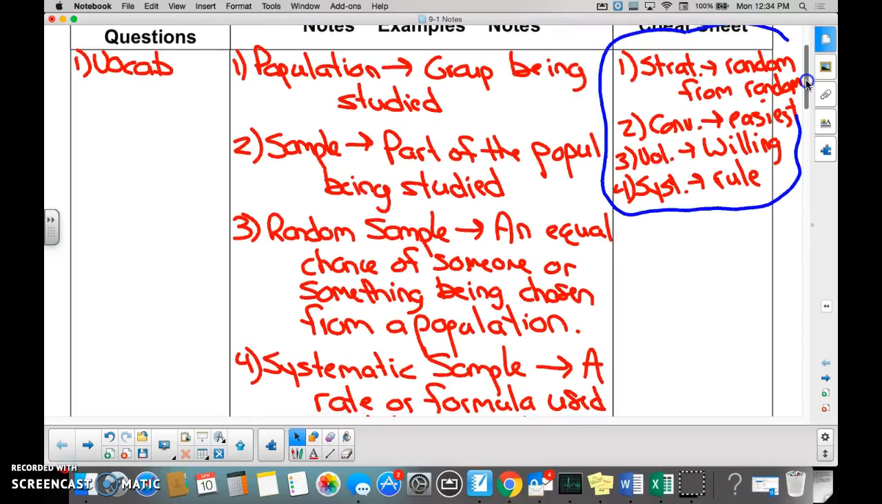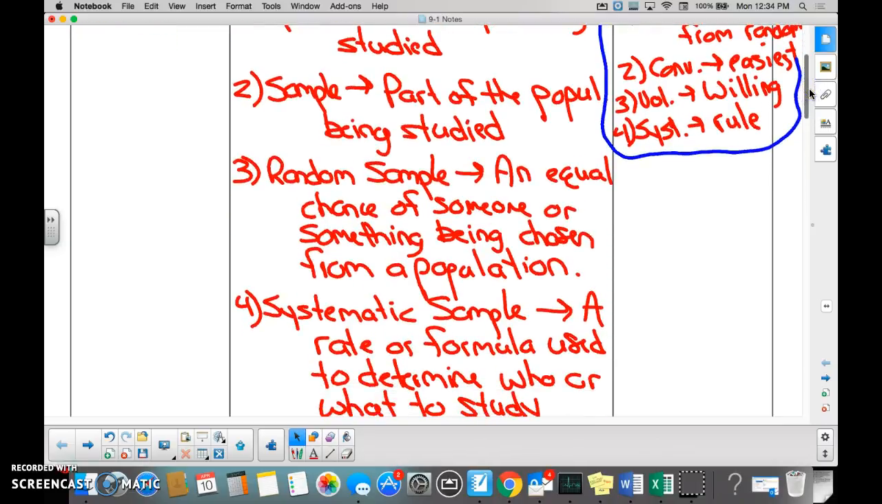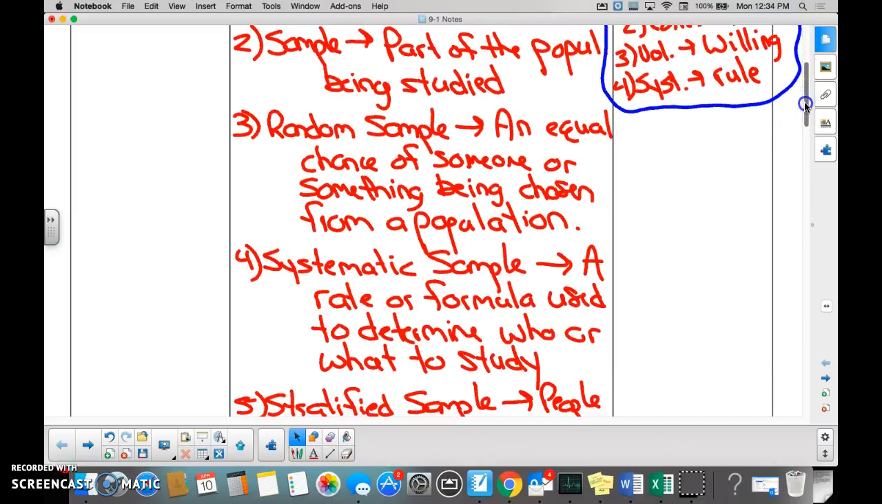So population would be a group of people being studied. Sample would be part of the population. So you have population, big group, sample, narrow it down. And then 3, 4, 5, 6, and 7. Is that right? 3, 4, 5, 6, and 7.